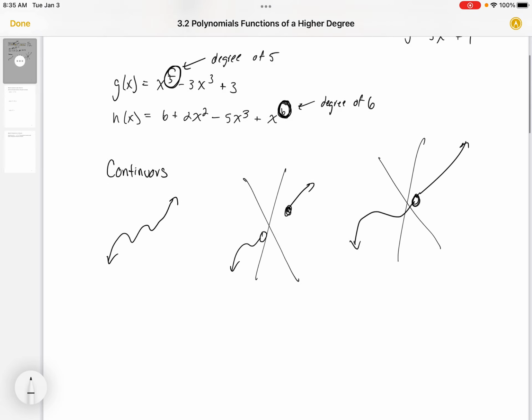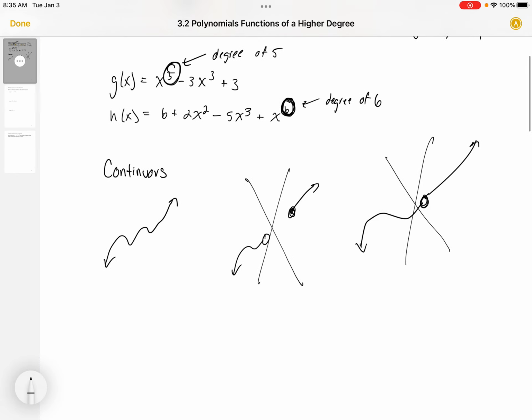Polynomials have rounded curves, so you could see this right here when I drew this. This has rounded curves. So something that does not have rounded curves, such as the absolute value function, is not a polynomial.